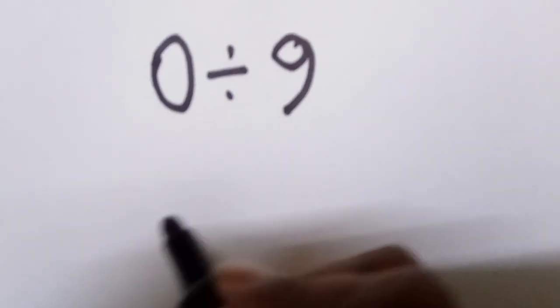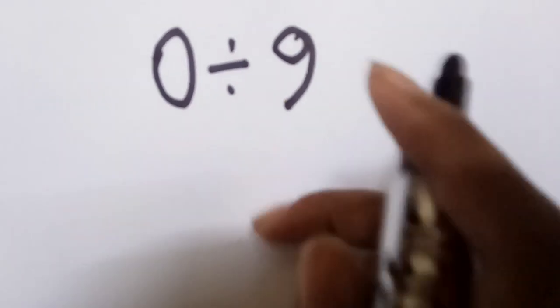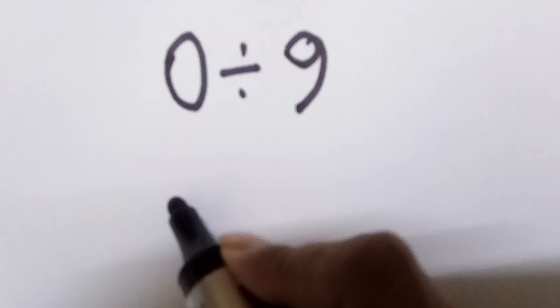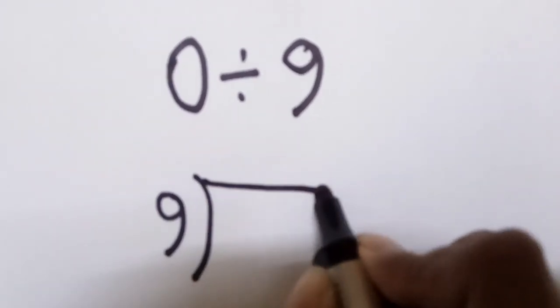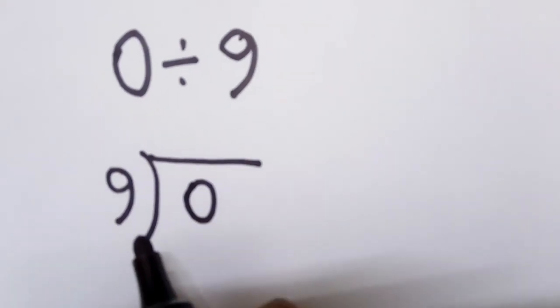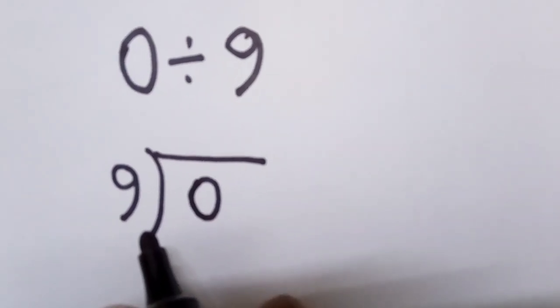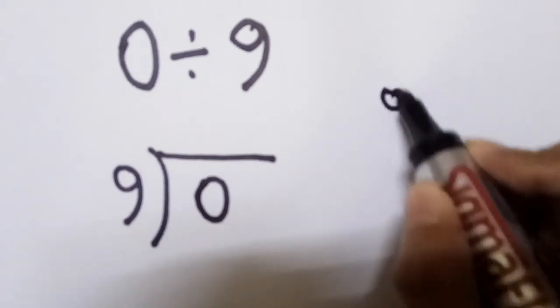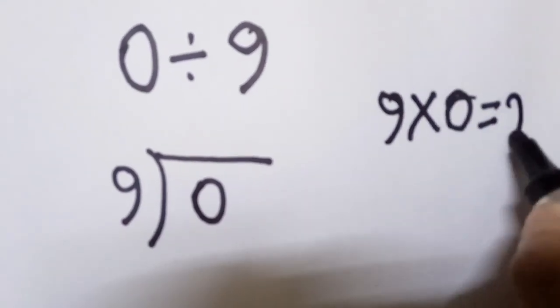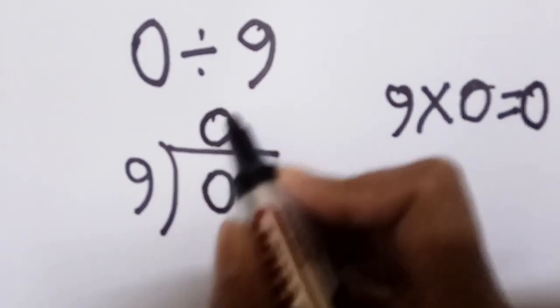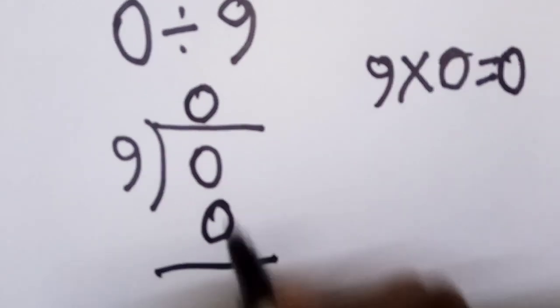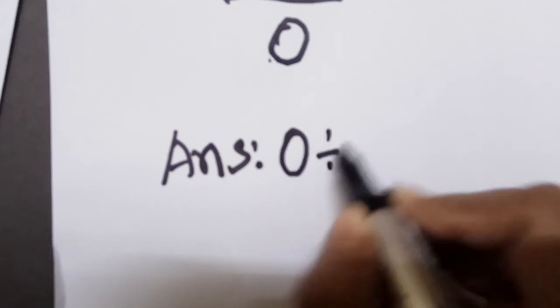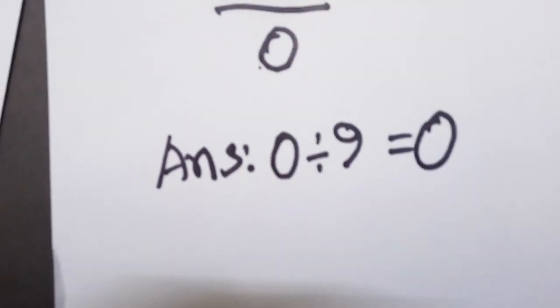This is our problem. We have to write it first vertically. For that we have to write 9 here and 0 here. Then we know that 9 multiplied by 0 is equal to 0. So we will take 0. 9 zeros are 0. Then 0 minus 0 is equal to 0. Then our answer is 0 divided by 9 equals 0.